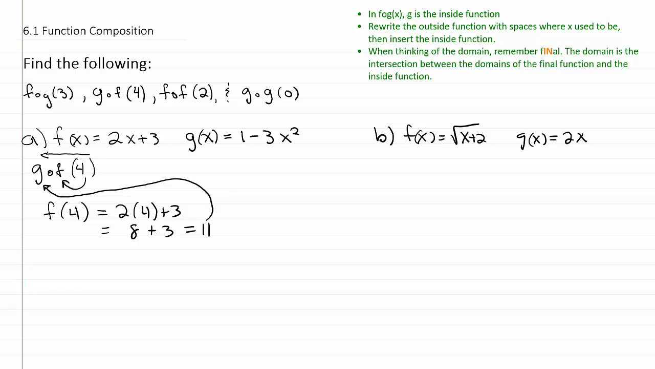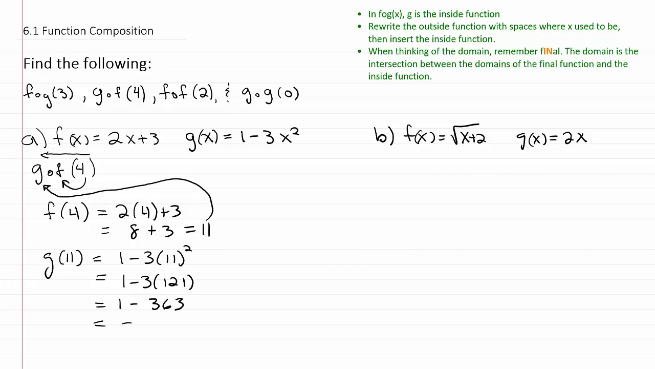Into the composition. All right, so we go into g now, and we're going to take that 11 and say g at 11. And that's going to be 1 minus 3 times 11 squared, right? So that'll be 1 minus 3 times 121, and that'll be 1 minus 363. And then, of course, you get negative 362 as your answer.